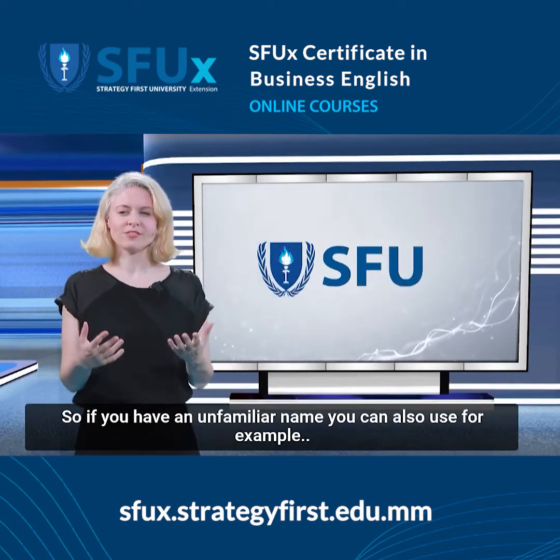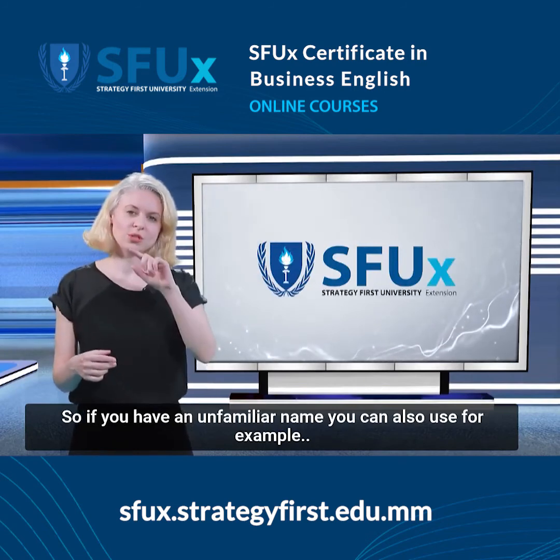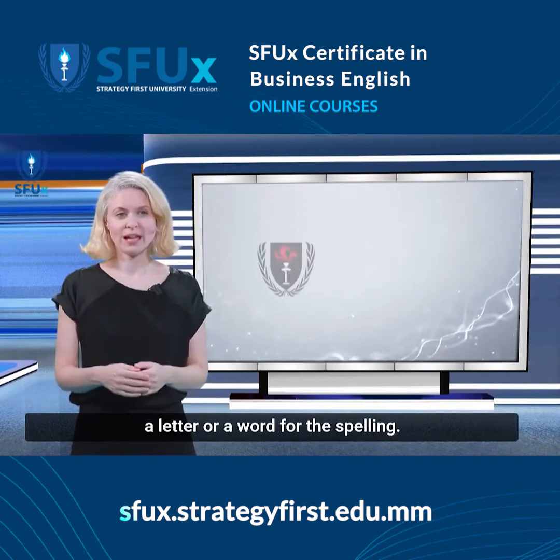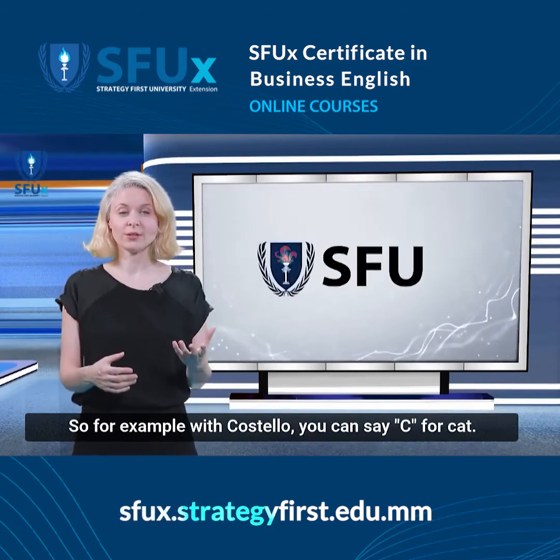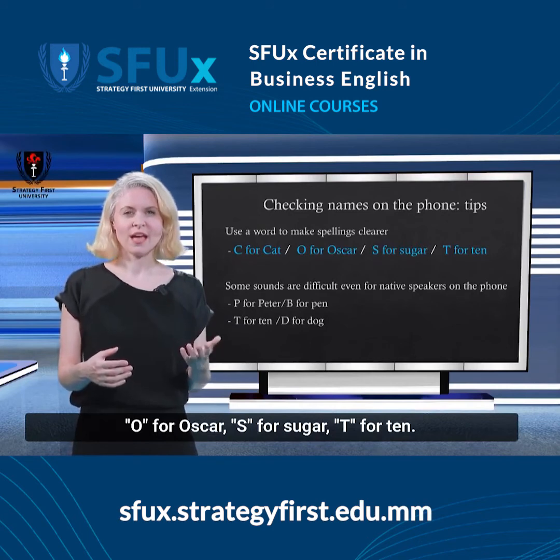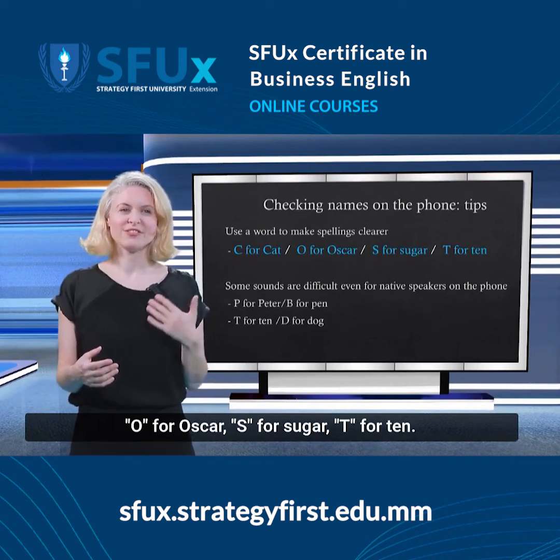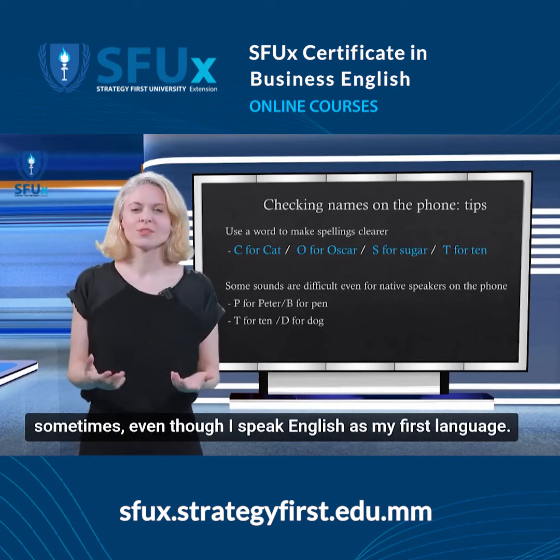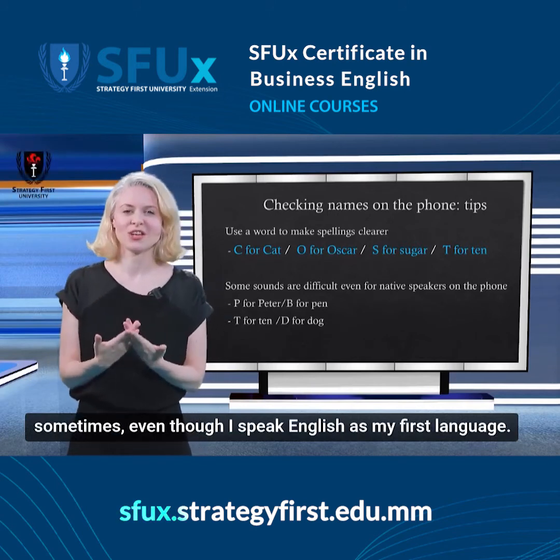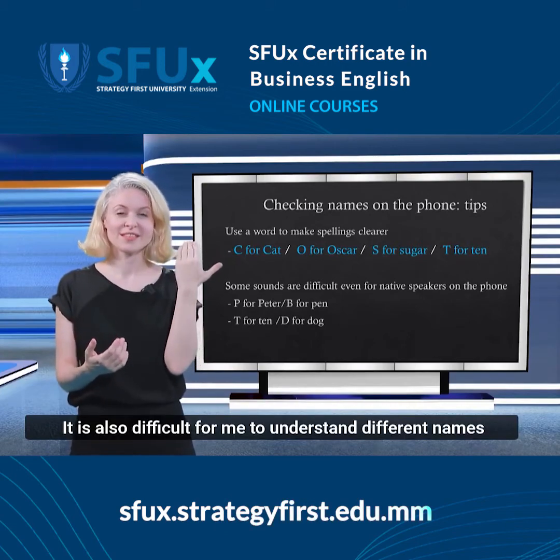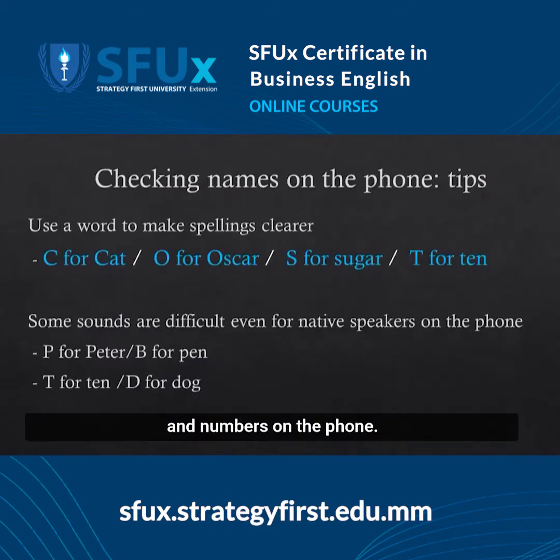So if you have an unfamiliar name, you can also use, for example, a letter or a word for the spelling. So for example, with Costello, you can say C for cat, O for Oscar, S for sugar, T for ten. This is a different way to check spellings with people. Because sometimes, even though I speak English as my first language, it is also difficult for me to understand different names and numbers on the phone.